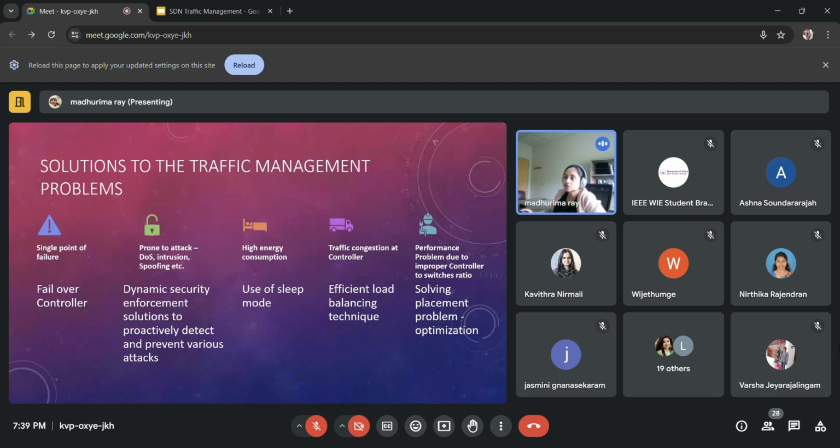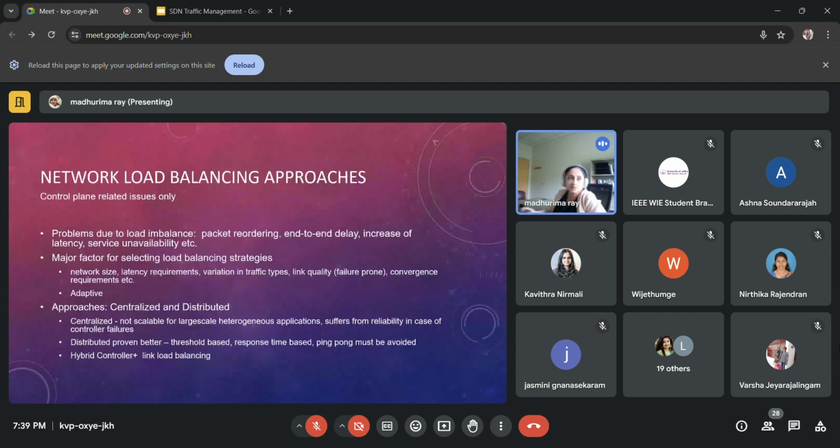Okay. So the first thing we are going to talk about, I believe, is load balancing. We are not going to talk about the data plane related challenges because that's kind of straightforward. What we're going to talk about is controller related issues only: how the controllers handle the load balancing challenges and what are the results of the load imbalance. If the controller is getting a lot of hits by the switches, you will see packet reordering, end-to-end delay, increase in latency, and service unavailability.